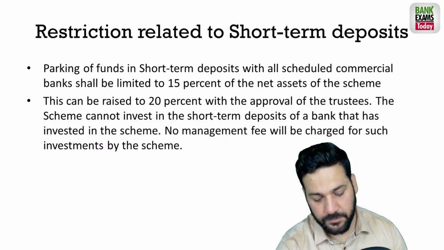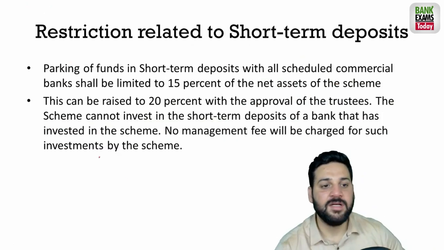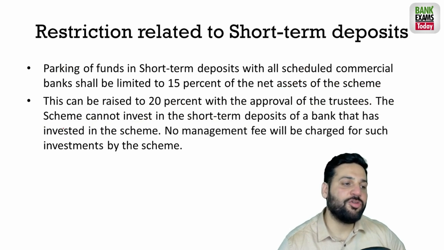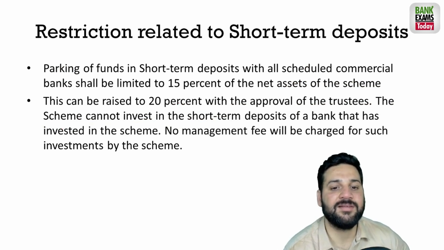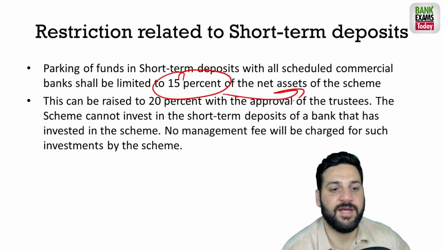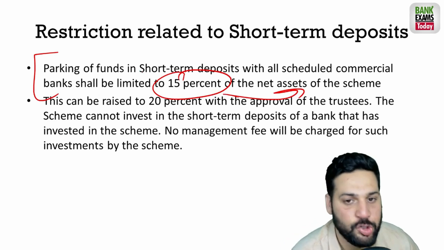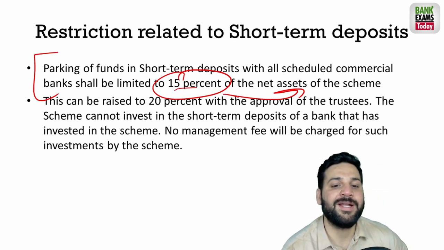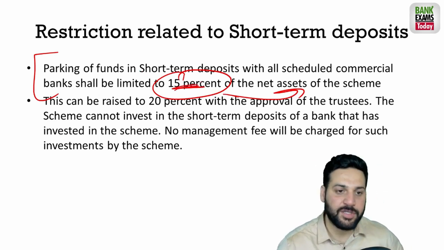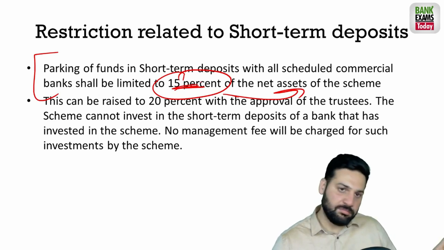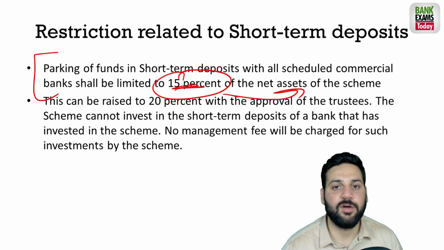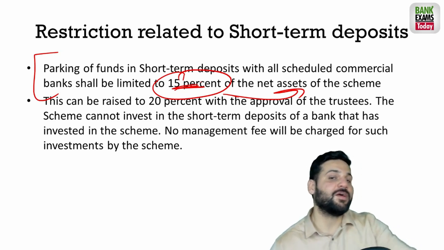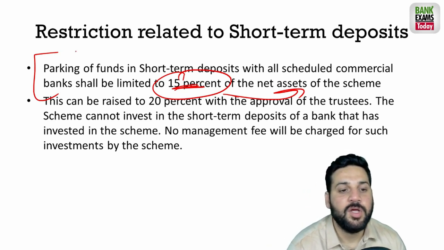Okay, restrictions of short-term deposits. So you see, mutual funds also park their money with the commercial banks. Okay, scheduled commercial bank. Lekin yahan pe ek limit hai, there is a limit of 15% of net asset value for the parking of funds in short-term deposit. That's the limit. Otherwise, agar isse zyada karenge, what is the point of investing in mutual funds? Why not invest in commercial banks directly? So that is the limit.